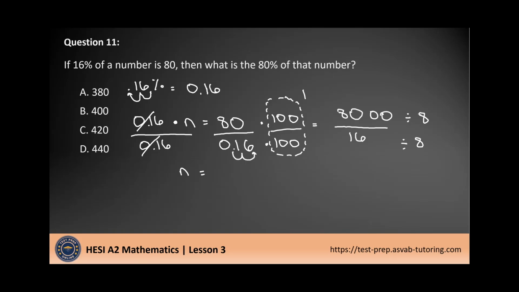8,000 divided by 8 is going to be 1,000. 16 divided by 8 is going to be 2. 1,000 divided by 2 is going to be 500. Okay, so all of this comes out to n equals 500.